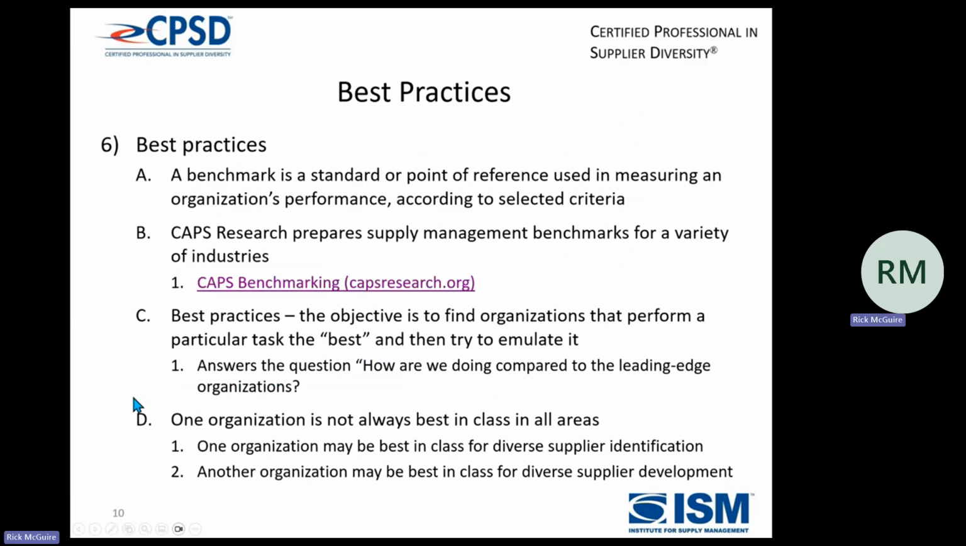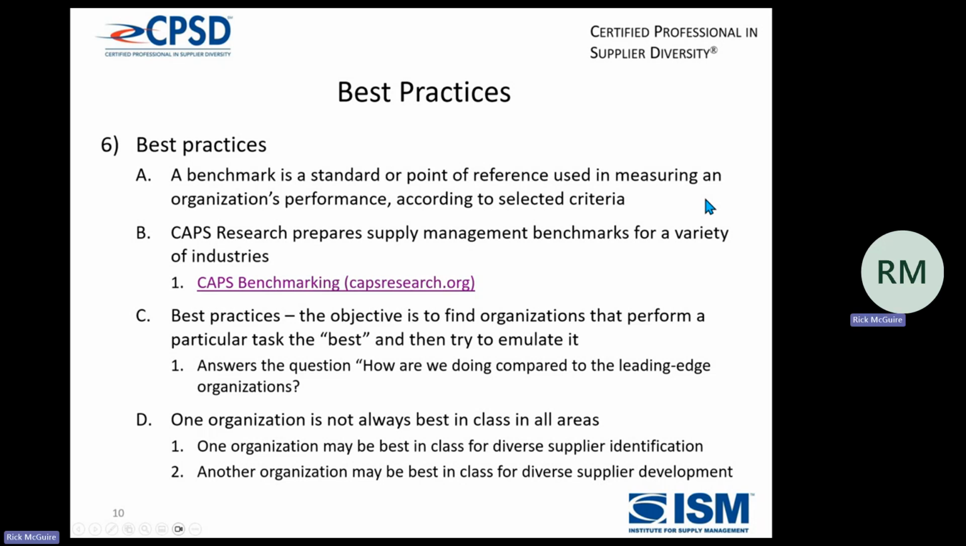Best practices. The objective is to find organizations that perform a particular task the best and then try to emulate it. Answer the question, how are we doing compared to the leading edge organization? That's benchmarking, or best practices, I guess. One organization is not always the best in class in all areas. One organization may be best in class for diverse supplier identification, another may be best in class for diverse supplier development. So that's best practices.